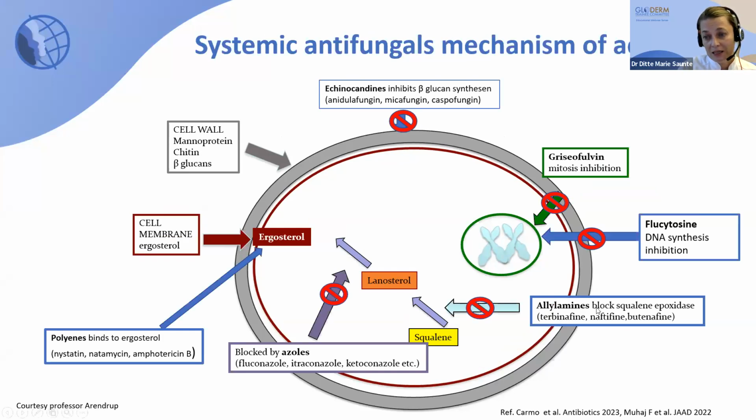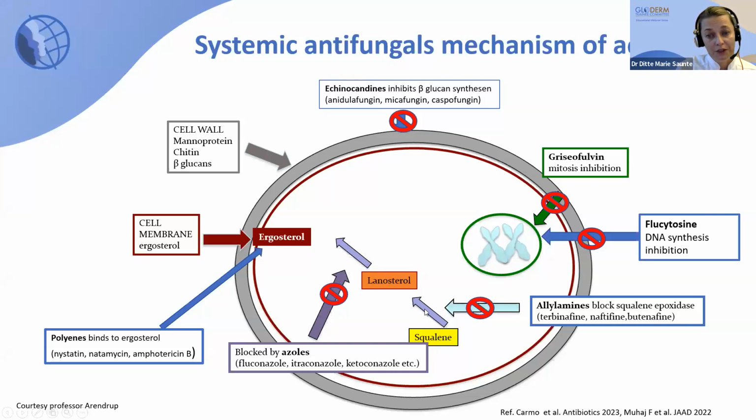We have the allylamines like terbinafine. It inhibits the production of ergosterol by inhibiting the conversion of squalene to lanosterol by squalene epoxidase. So when we sometimes have patients with resistance to terbinafine, it has a mutation in squalene epoxidase. Then we have the azoles. They block the conversion of squalene to ergosterol at a later step, in this area here.